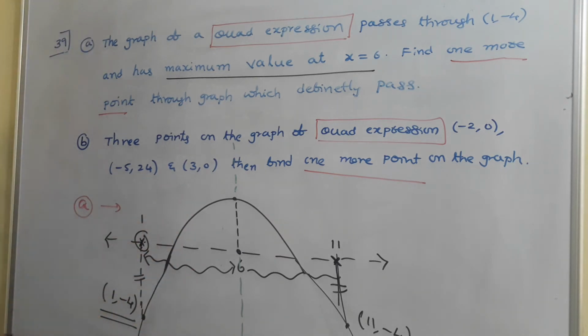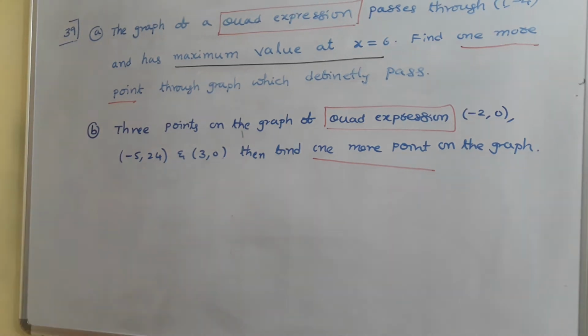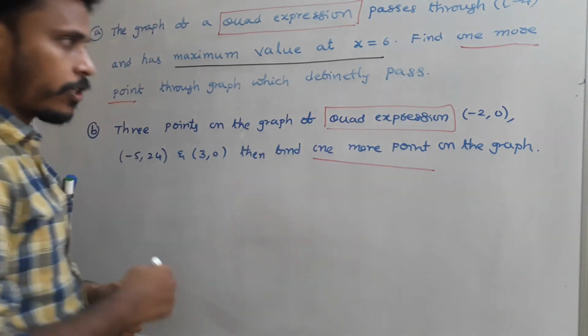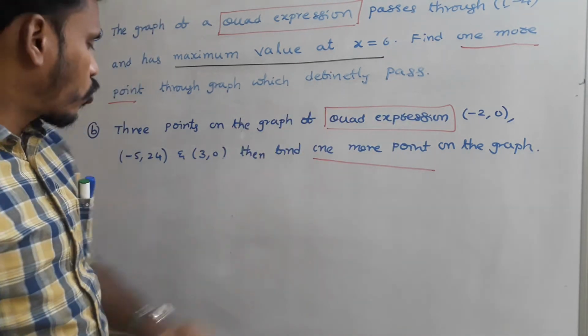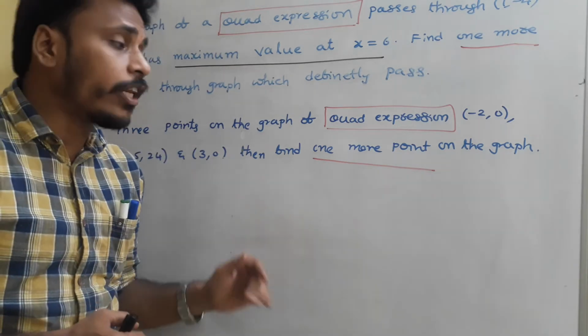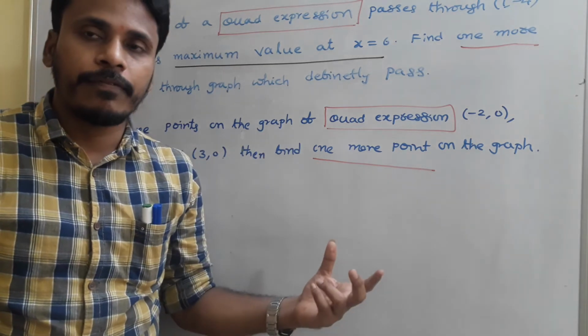This is one problem, and in the same way, using symmetry, we need to solve the second one. Okay, just have a look. Now you just look, there are 3 points on the graph of the quadratic expression: minus 2 comma 0, minus 5 comma 24, and 3 comma 0. Then again we need to find one more point on the graph.